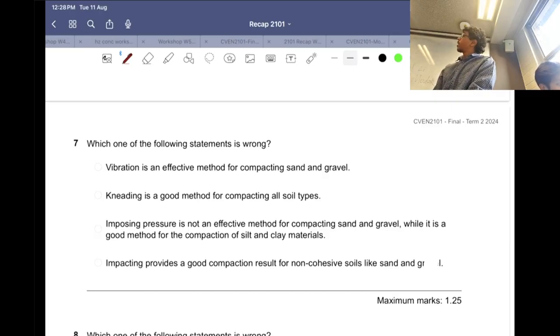For these ones, we need to know why each rolling tool is used. They're all used for their specific purposes. So for this one, it would be kneading is a good method for compacting all soil types. It is good for most of it. It's good for clay and silt, but isn't too good for the more grain-like soils, so sand and gravel. So all soil types would be incorrect.